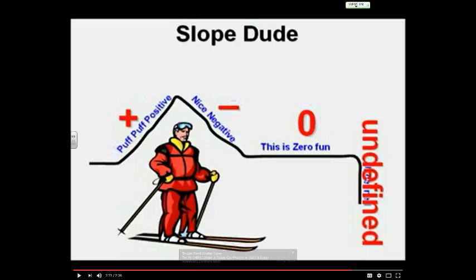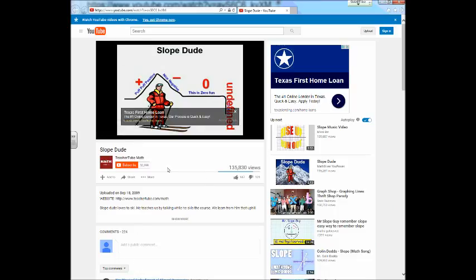Now, I want you guys to, at your boards, describe the slope of each line as positive, negative, 0, or undefined. For positive and negative, you can just put plus or minus. That's fine.